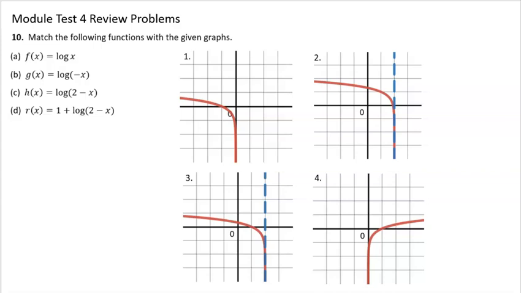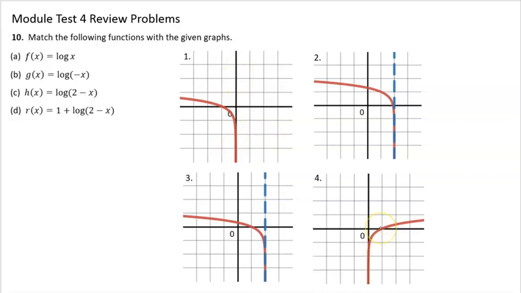Alright, so for problem number 10, we're supposed to match. Now notice this is all log base 10 because there is no base, so that's assumed log base 10. The regular logarithm graph we graphed in the very last problem was a log base 3, but a log base 10 looks very similar, and it has a vertical asymptote of 0. Notice this one has a vertical asymptote of 0, and number 1 has a vertical asymptote. 1 and 4 both have vertical asymptotes of 0.